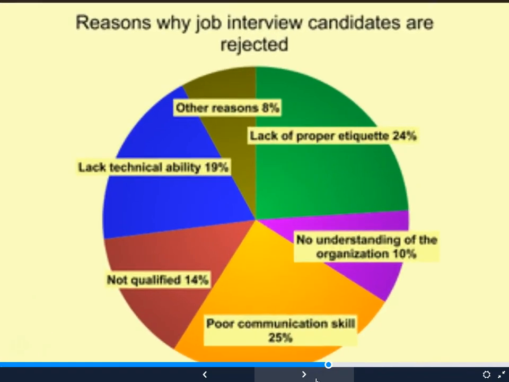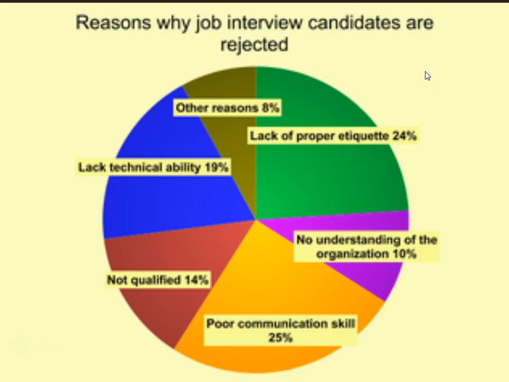A green dress, not being a man, or describing herself in an inappropriate way. All of these seem like strange ways to be rejected, but if you look at the green, yellow, and purple parts of this pie chart, they say things like lack of etiquette, poor communication, and little understanding of the organization. These account for more than 50% of the reasons why candidates are rejected for jobs.